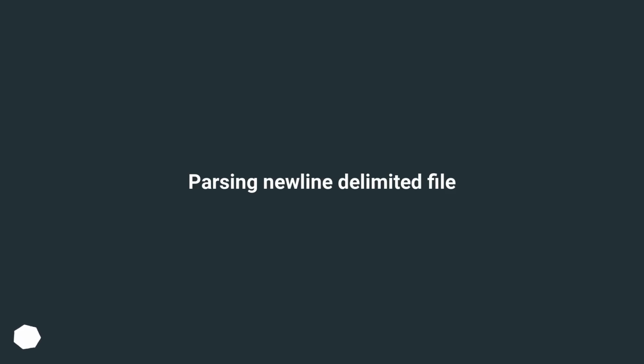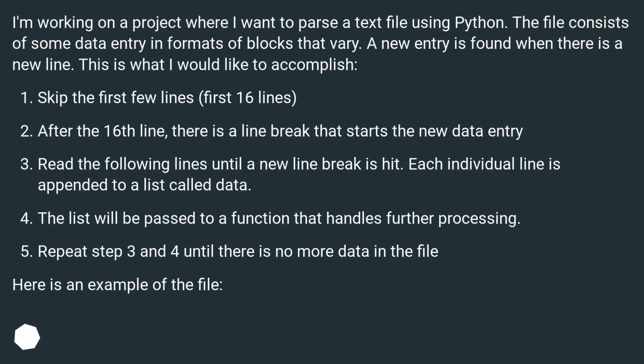Parsing newline delimited file. I'm working on a project where I want to parse a text file using Python. The file consists of some data entry in formats of blocks that vary. A new entry is found when there is a new line. This is what I would like to accomplish.